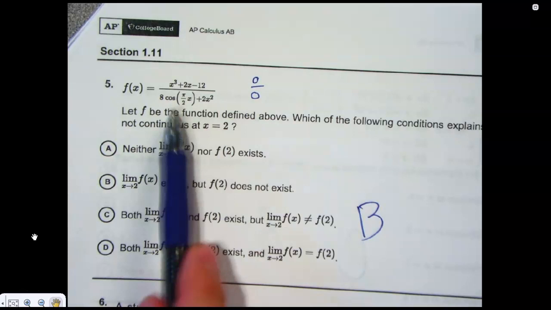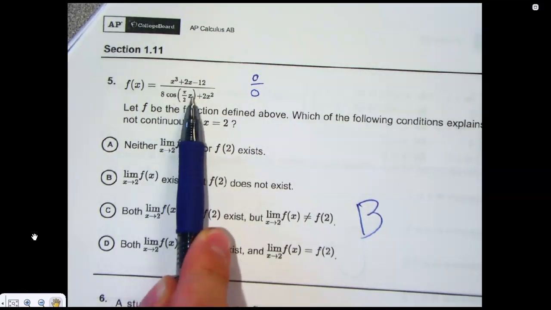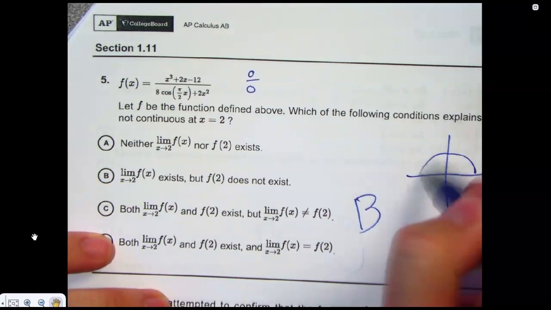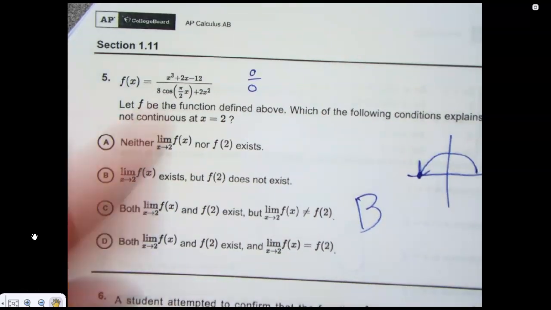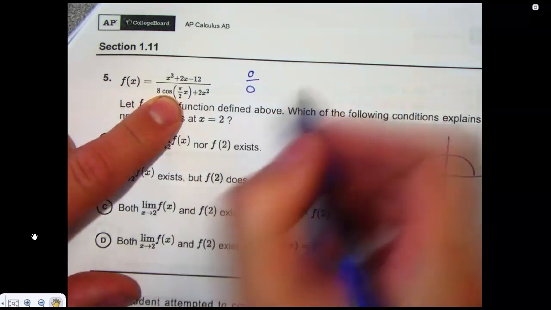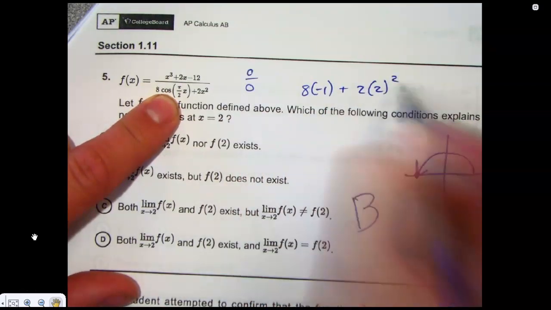Plug in 2 for x. So what's pi over 2 times 2? Pi. Pi is how many degrees? 180. Well, 180 is over here, right? Cosine is the x value or the y value? The x value, what is that? -1. So we've got 8 times -1 plus 2 times 2 squared.